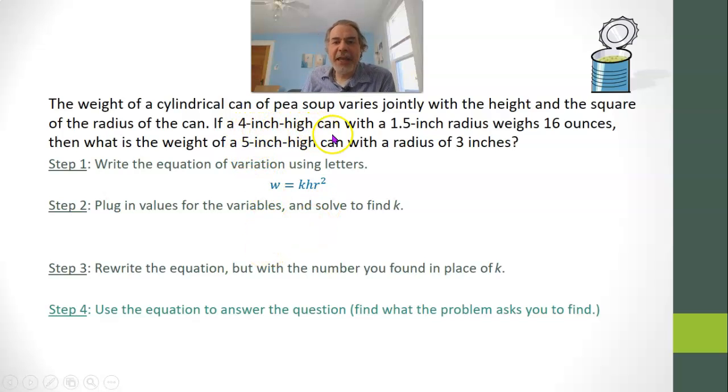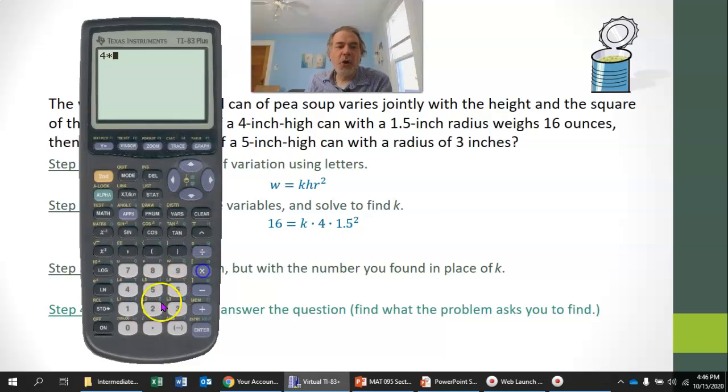If a 4-inch high can with a 1.5-inch radius weighs 16 ounces, that means we're putting the number 4 in for the height, H, 1.5 for the radius, R, and 16 for the weight, W. 16 equals K times 4 times 1.5 squared. Now, if we calculate 4 times 1.5 squared, we get 9. 16 equals K times 9. And then divide both sides by 9.